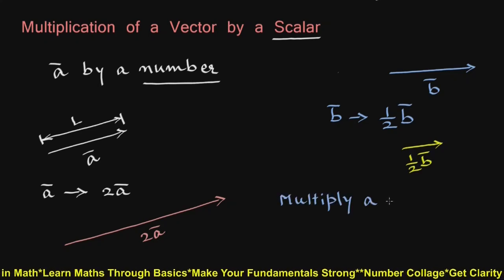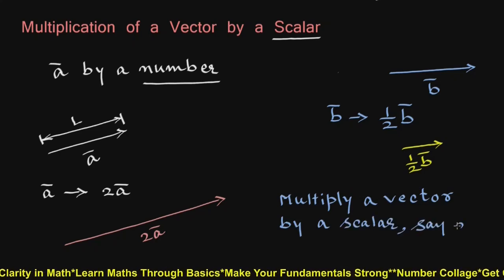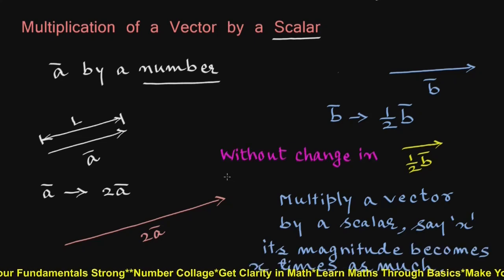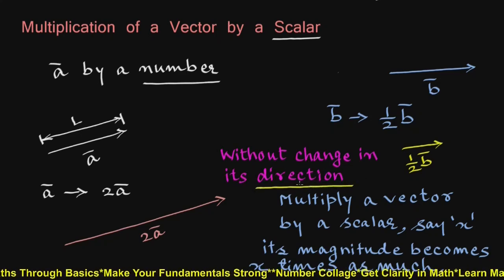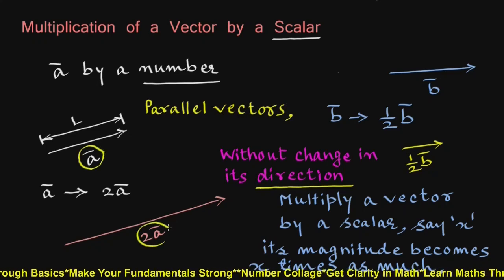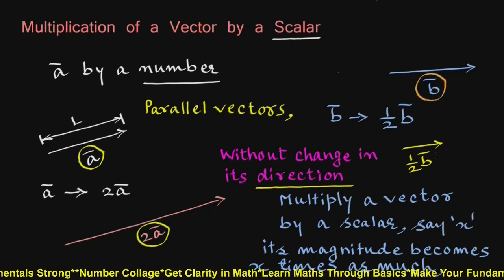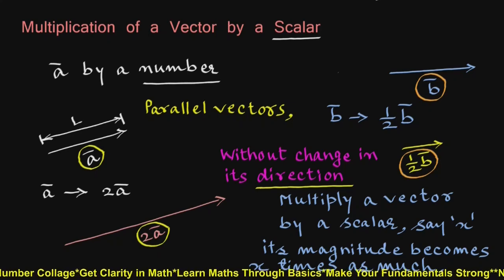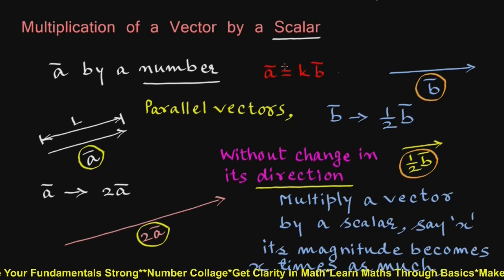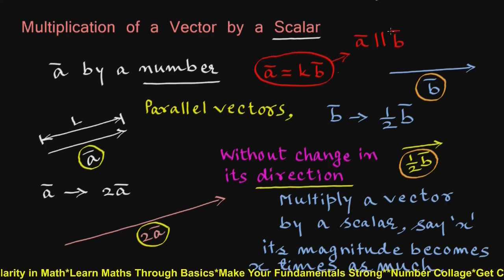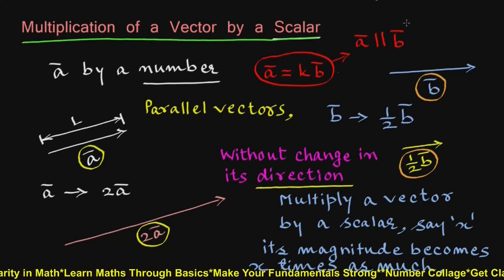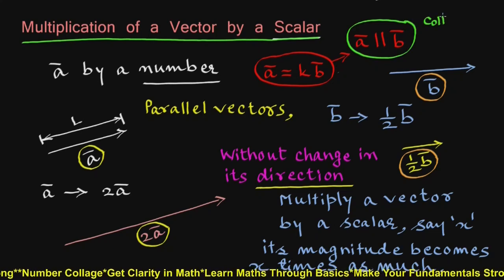When we multiply a vector by a scalar say x, then its magnitude becomes x times as much without change in its direction. Since direction remains the same, we get parallel vectors like we have got here. A bar is parallel to 2A bar, or this B bar is parallel to this half B bar. So whenever a vector A bar is a non-zero scalar multiple k of another vector B bar, then vector A bar is parallel to vector B bar. So the meaning of multiplication of a vector by a scalar is to get parallel vectors or collinear vectors.